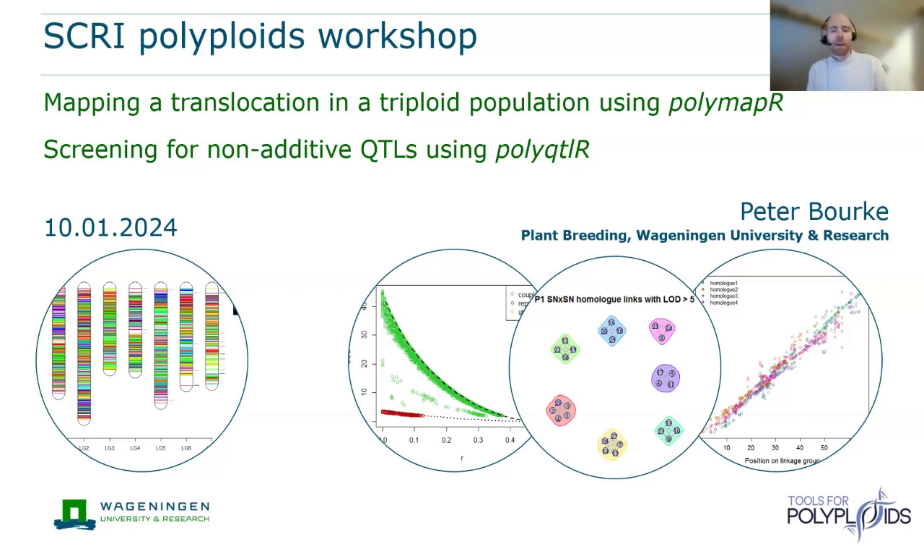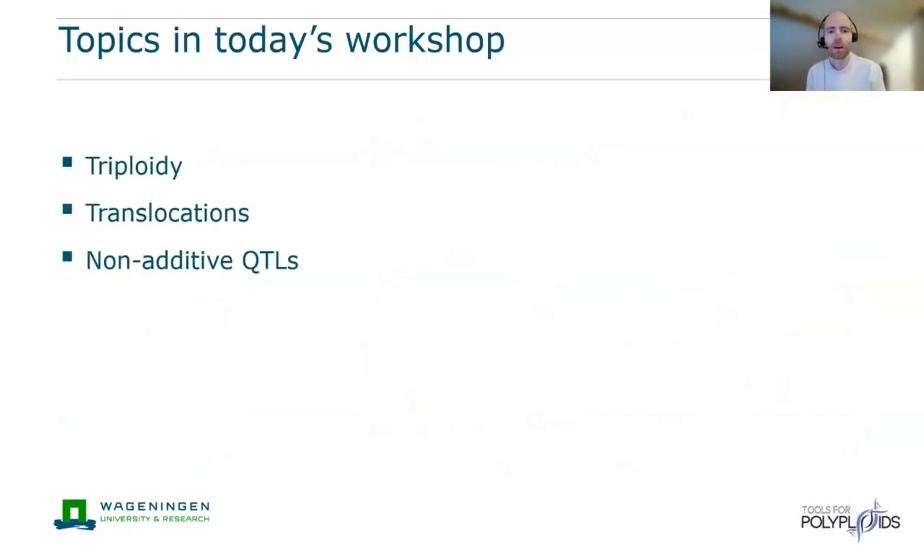What we're going to be trying to do today is using polymapR and polyQTL to do a couple of things. We're going to be focusing on triploidy, so a triploid population. We're also going to be looking at translocation in that population. And finally, we're going to be using polyQTL to screen for non-additive effect QTLs.